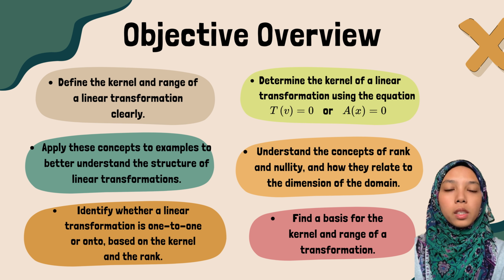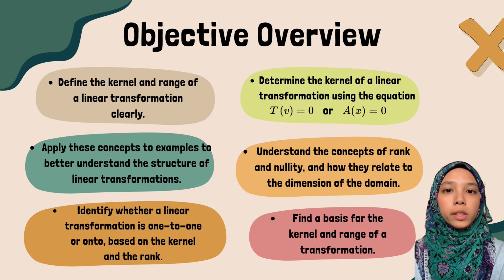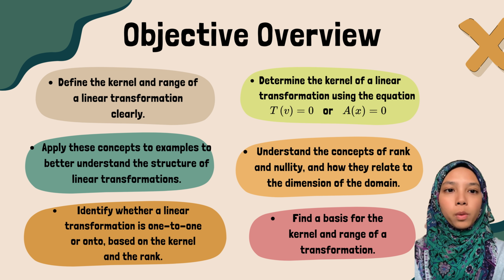We will also learn about rank and nullity and how they relate to the size of the domain. After that, we will discuss how to tell if a transformation is one-to-one or onto, based on the kernel and rank. And finally, we will see how to find a basis for both the kernel and range of a transformation.